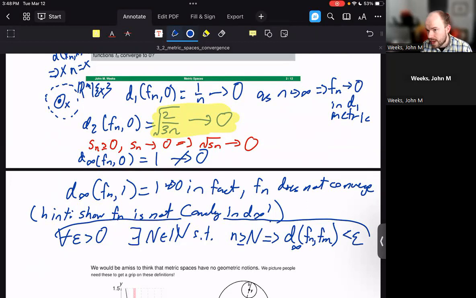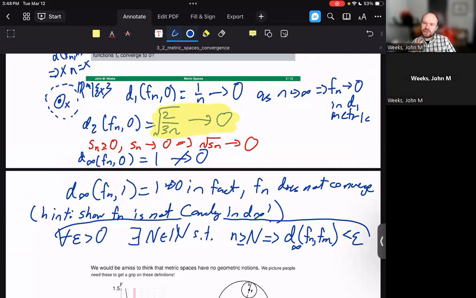You could absolutely show that if you're interested in it. I think it's a great idea. It helps you see a lot of what's going on here with this function, to see that there's a lack of Cauchiness with this particular metric. So that's because convergence in the d infinity metric is typically harder than convergence in the d1 and d2 metrics.